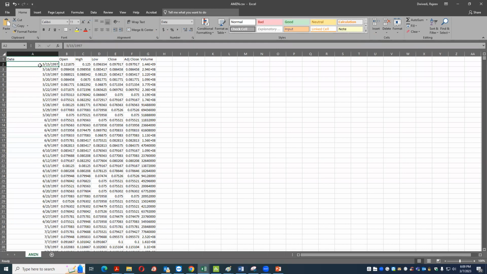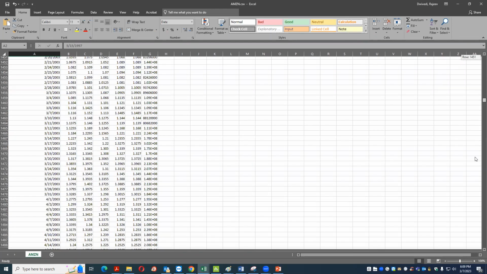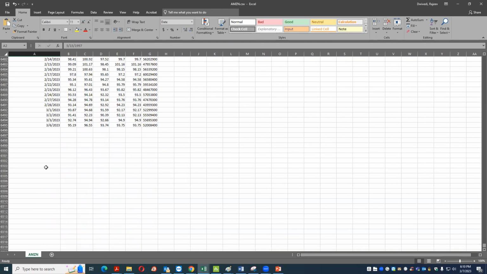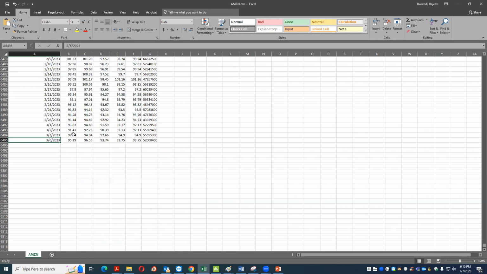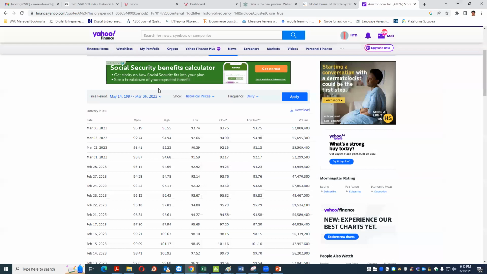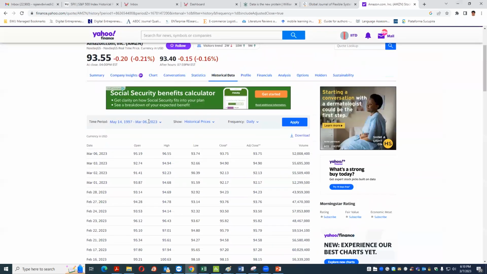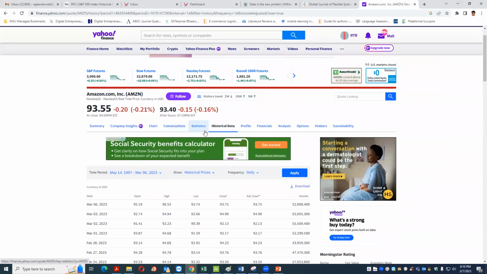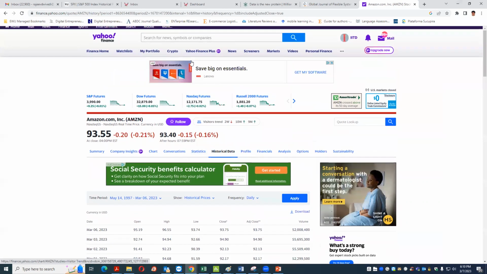Can you see this? I'm starting right from 1997, the day Amazon is listed. So you can see from 1997, and what is the day today? March 6, 2023. So basically, you can get the historical data as much as you want. So this is, for example, Amazon. Similarly, you can choose the stock that you want.